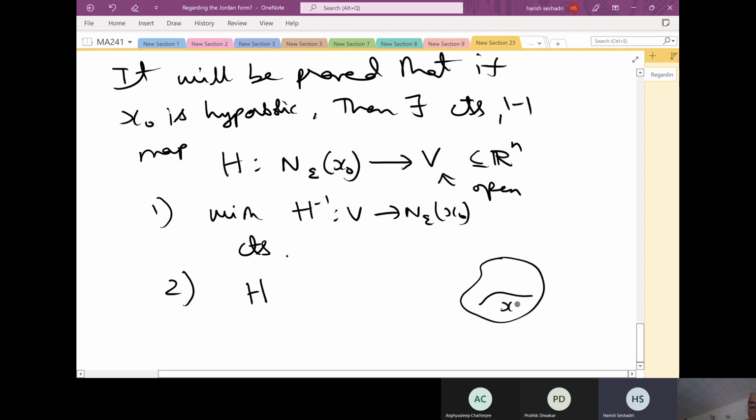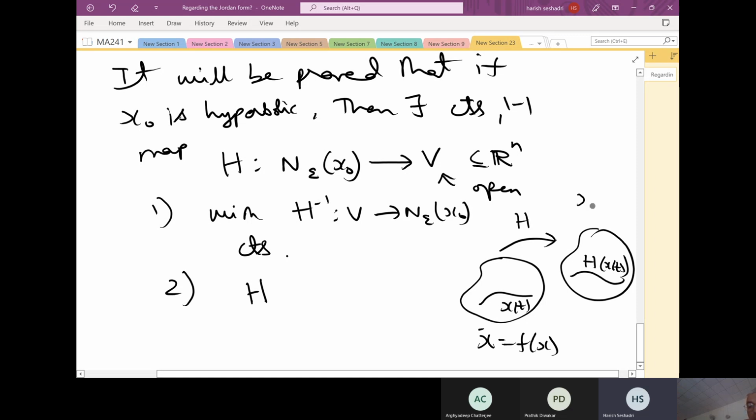So here is x of t, h is taking it to something else. So I'll get h of x of t in the new curve. So here I have x dot equal to f of x, here x dot equal to ax. What is the problem with taking h of x of t and asking if it's a solution to x dot equal to ax?